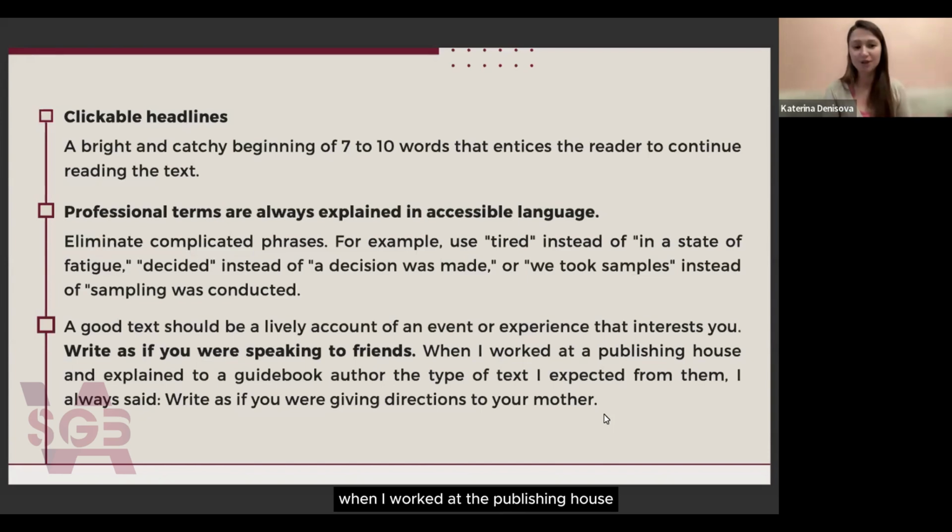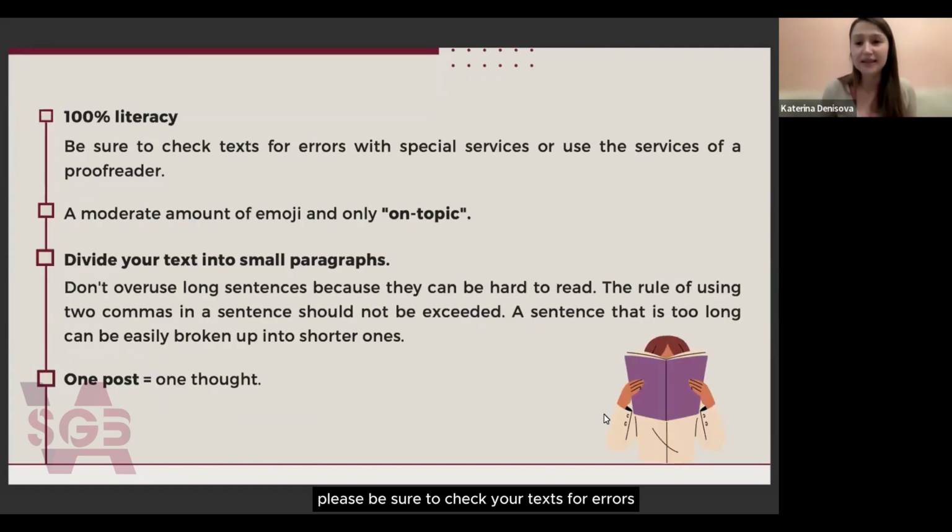When I worked at a publishing house and explained to a guidebook author the type of text I expected from them, I always said, write as if you're giving instructions to your mom, with a lot of love, with a lot of friendship, with a lot of good feelings, in a very easy language. Even though maybe your blog is about something really complicated and professional, in social media it should be explained almost for a child.